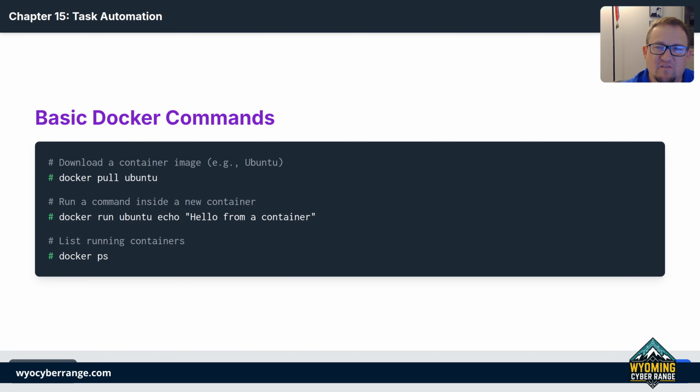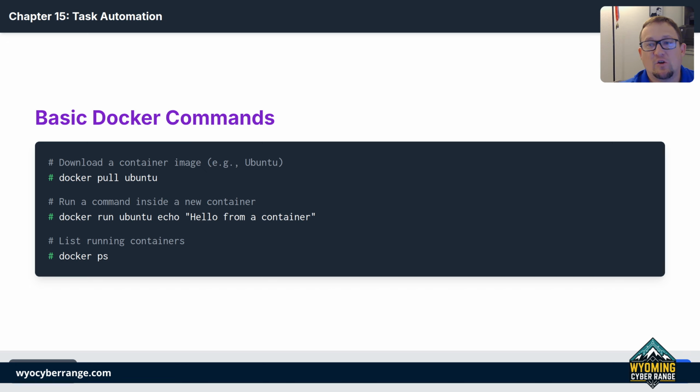Now, getting started with Docker is pretty straightforward. For one, you want to install Docker on your operating system. Once you have it installed, we can run a couple of different commands. We could do a docker pull, which downloads a container's image. Think of this as the container itself. It's like a template or a blueprint. So here we did a docker pull of Ubuntu.